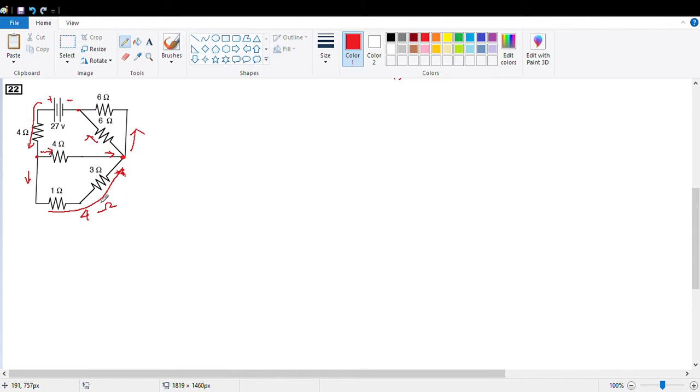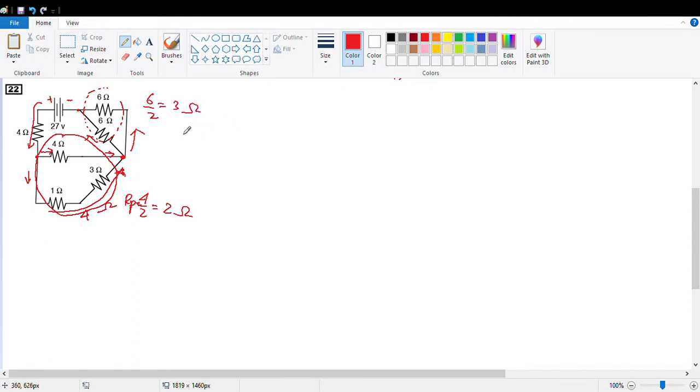After that, these two, 4 and 4, wow, you are so lucky. They should be the same, right? So the combination of all this will be 4 over 2, which becomes 2 ohm. Then the combination for this all will be 6 over 2, which is 3 ohm. You can use 1 per R if you want.